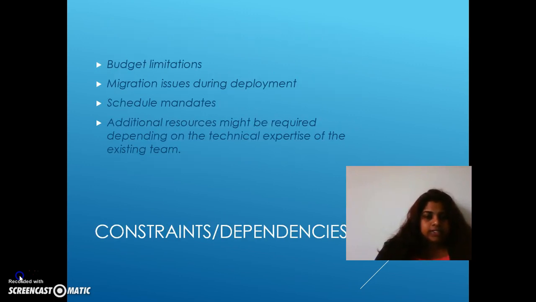Let us see the constraints and dependencies that we think might arise during this project. There might be some budget limitations, and there might be issues during deployment. There might be changes in schedules. These are the things that we think might arise during the project, and we also might need some additional resources for technical expertise during the deployment.